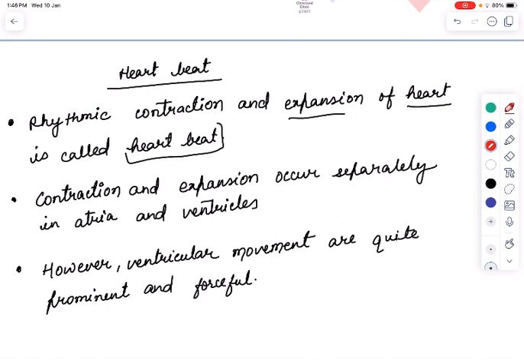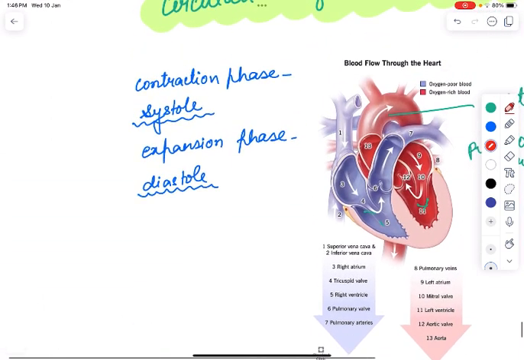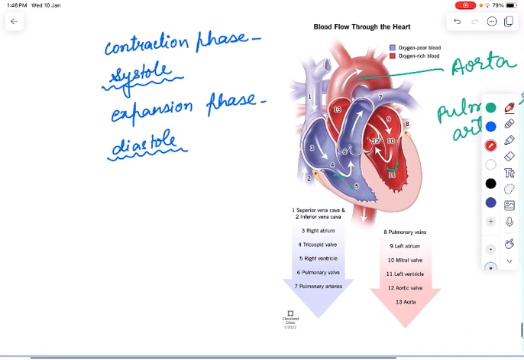Contraction phase is called systole and expansion phase is called diastole. जब हार्ट कॉन्ट्रैक्ट कर रहा है तो उसे बोलेंगे सिस्टोल. सिकुड़ रहा है उसे बोलेंगे सिस्टोल. जब वो एक्सपैंड कर रहा है, फैल रहा है, उसे बोलेंगे डायस्टोल.